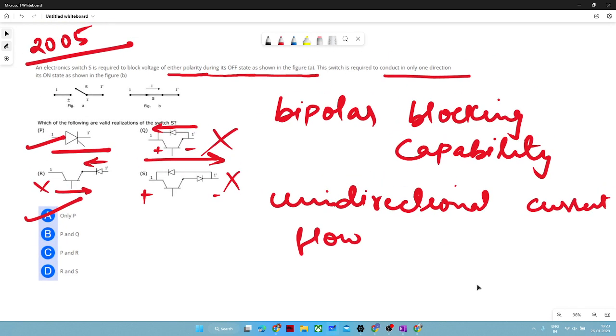So we need to carefully analyze the situation. We need to apply the polarity of voltages step by step, and we need to visualize the direction of current step by step so that we will be able to see the characteristics of switches. So that was all about it.